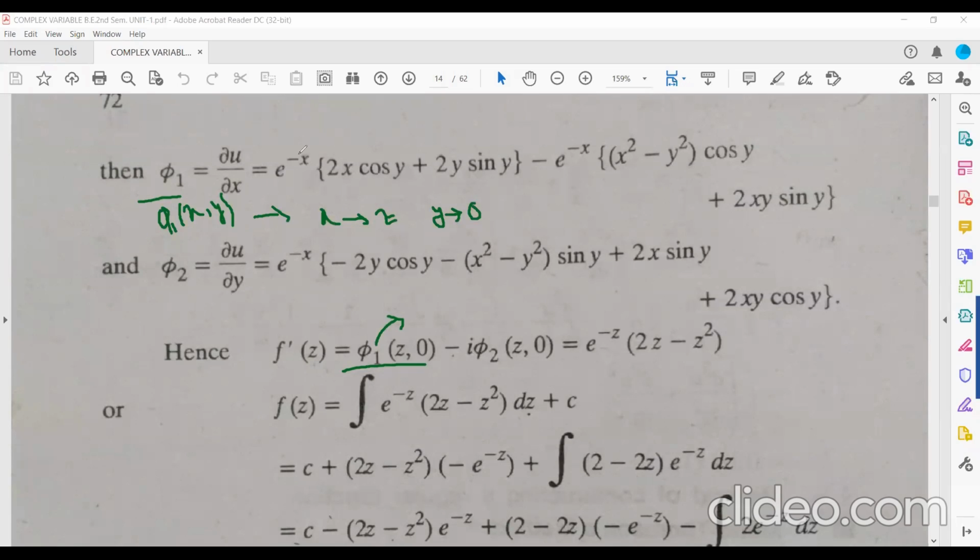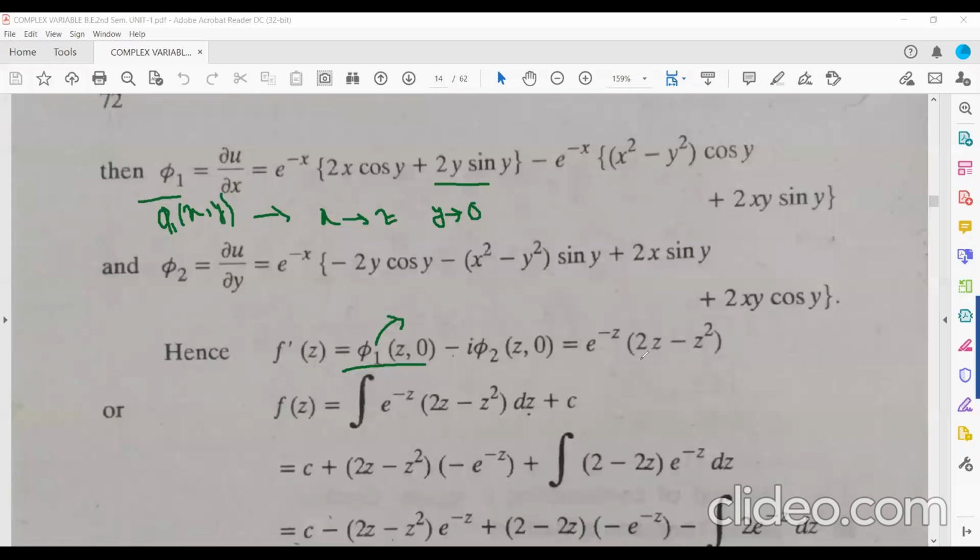X equal to z here, so e to the power minus z twice z cos 0, y equal to 0. So cos 0 is how much? That is 1. Cos 0 is what? 1. And here this will be 0. So it will be what? Minus, so it will be twice z e to the power minus z.